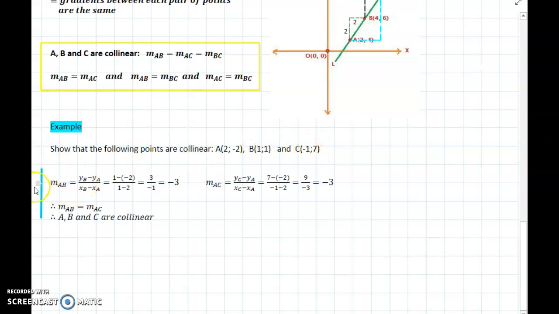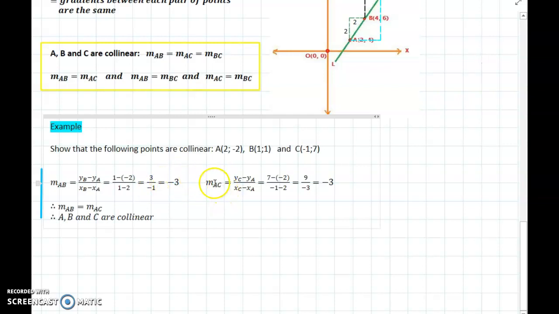So gradient of AB. Write down my formula. So it's the change in the y. I've chosen yB, which is 1, subtract yA, minus 2. So 1 minus minus 2 over the change in the x, 1 minus 2. So here on top we've got 3, 1 plus 2 is 3. And 1 minus 2 is minus 1. So the gradient of AB is negative 3.